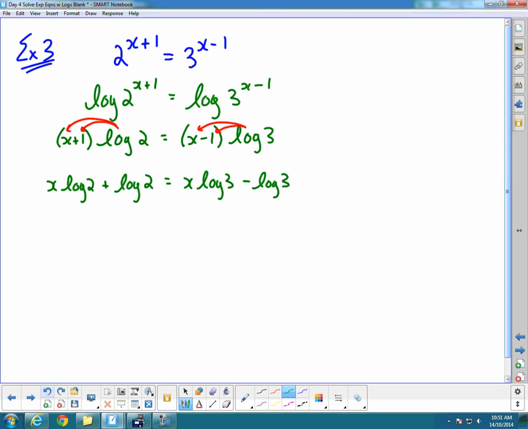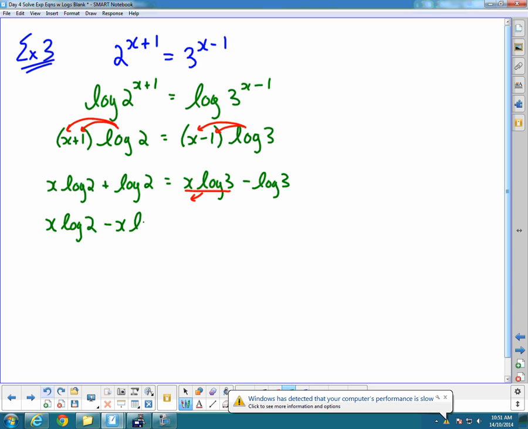Okay, so what the rainbow step does is now it makes it a little bit easier to isolate for x's. So let's get all the things with x's on one side and our numbers on the other side. So this x log 2 is going to stay here, but this one's going to move. So it's just x log 3, so when it comes over here, it's going to be minus x log 3. Over on this side, we'll have negative log 3 is already here. And this log 2 is going to move and become a minus log 2.